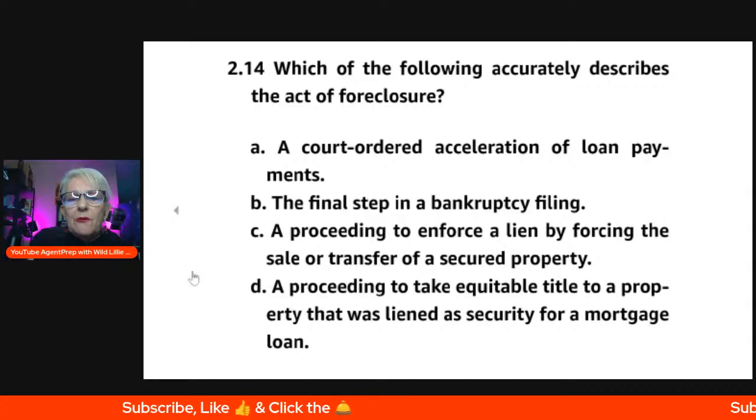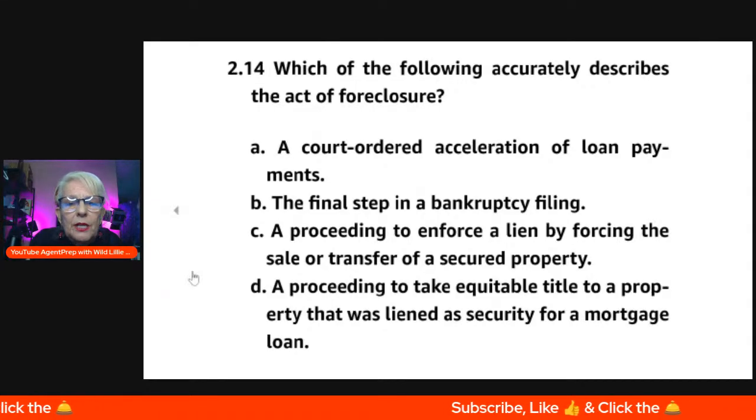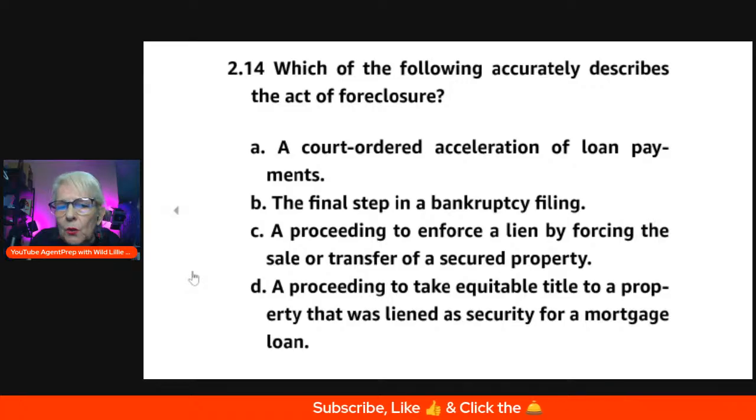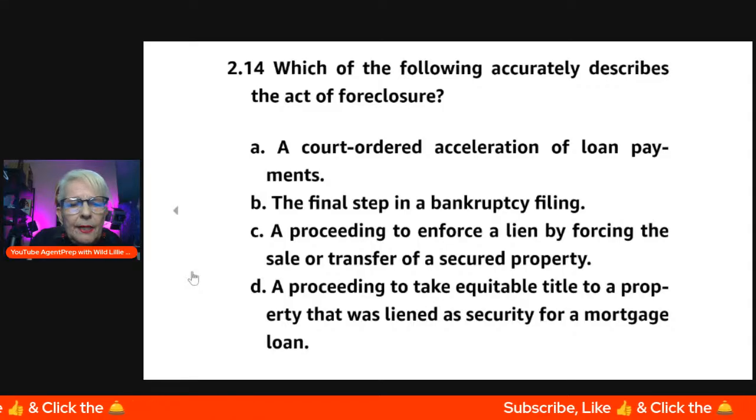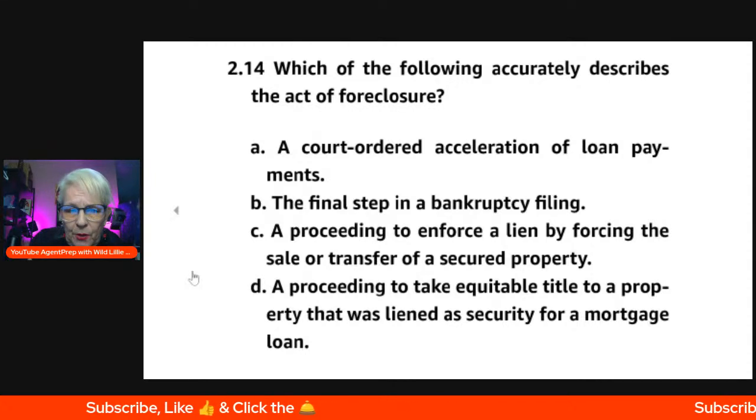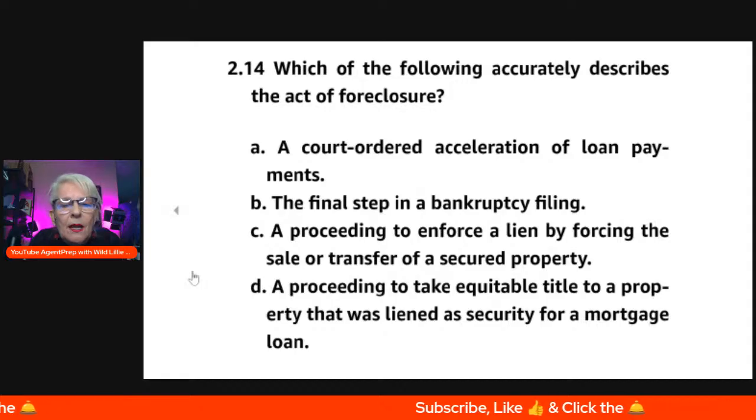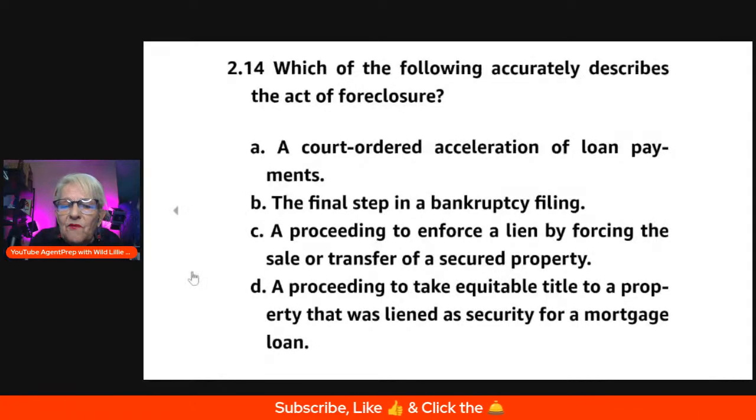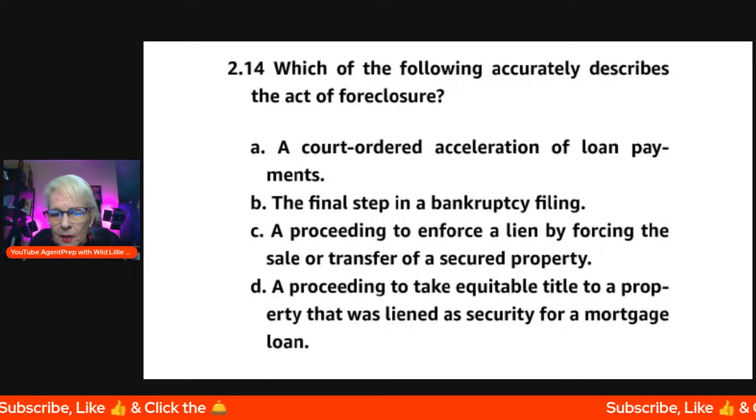Number 14. Which of the following accurately describes the act of foreclosure? A, a court-ordered acceleration of a loan payment. What is court-ordered? What is acceleration? B, the final step in a bankruptcy filing. What is a bankruptcy filing? C, a proceeding to enforce a lien by forcing the sale or transfer of a secured property. Or D, a proceeding to take equitable title to a property that was liened as a security for a mortgage loan. So what is the answer for number 14?